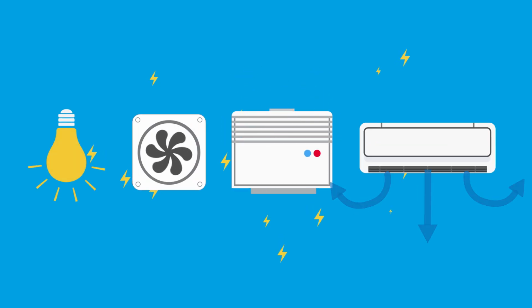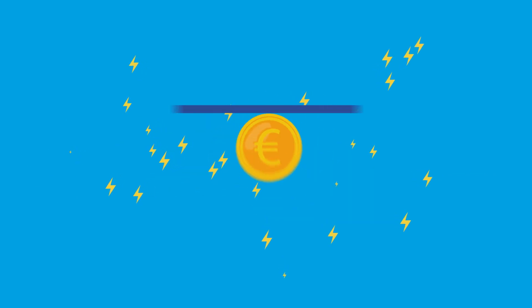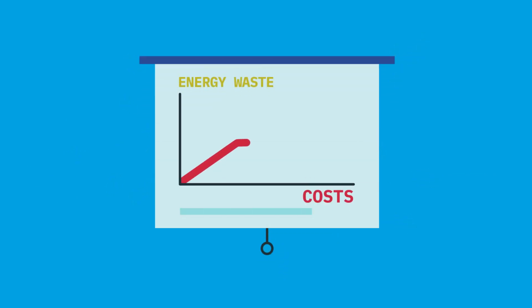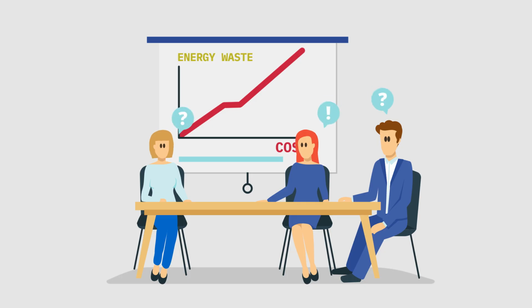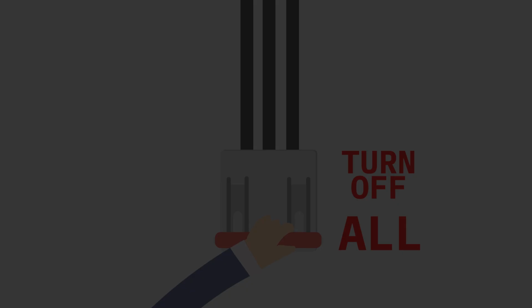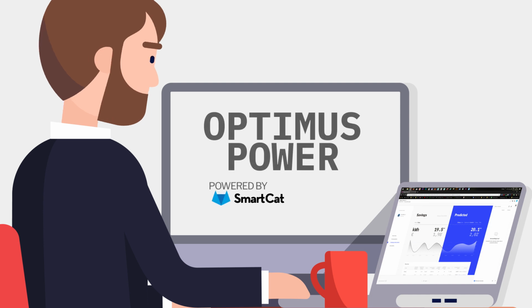Lights, air, heating, cooling. Do you ever think about how much energy you waste and throw away? No? And what if you calculate how much money you lose because of it? Great, we've got your attention. So before you turn off all the lights, meet Optimus Power by SmartCat.